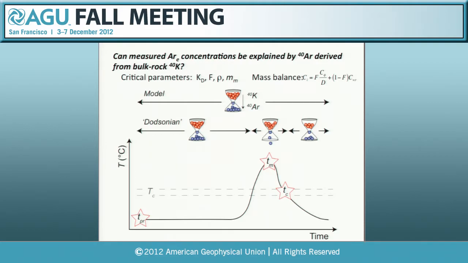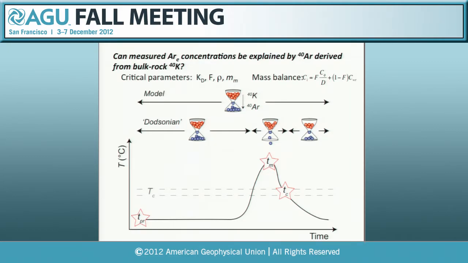And in Dodsonian behavior, we assume that all of this is removed before the clock starts ticking again as the mica cools beneath the closure temperature. However, what we're going to do is just assume that it's fully closed, so we have limited connectivity and all the argon remains. And we can calculate the critical parameters. It becomes a mass balance problem. And we can calculate the amount of fluid fraction available or required to explain the observed ages. And it's a simple mass balance.